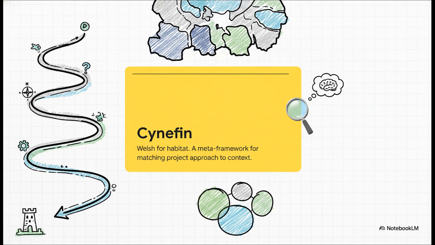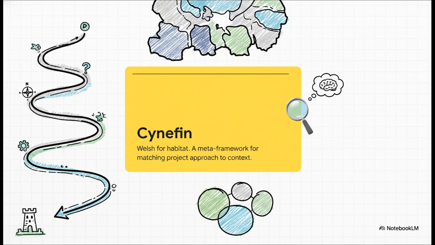To do this, we use the Cynefin Framework. And yes, first things first, it is pronounced ku-NEV-in. It's a Welsh word that basically translates to habitat or a place of multiple belongings. It was developed back in 1999 by Dave Snowden over at IBM, and it's what we call a meta framework, meaning it doesn't tell you how to do the work. It tells you how to think about the work so you can choose the right methodology.